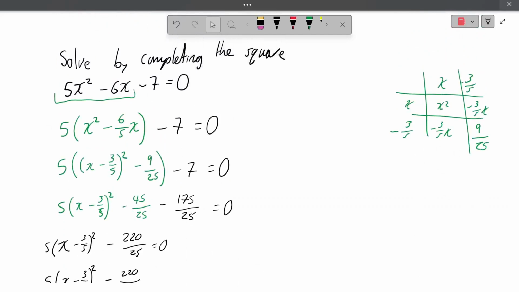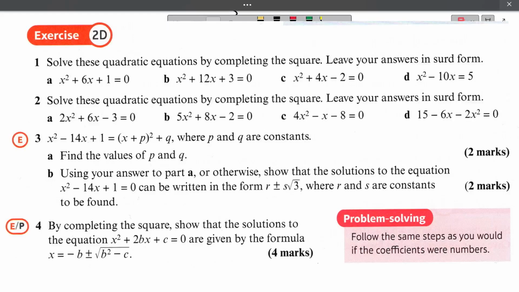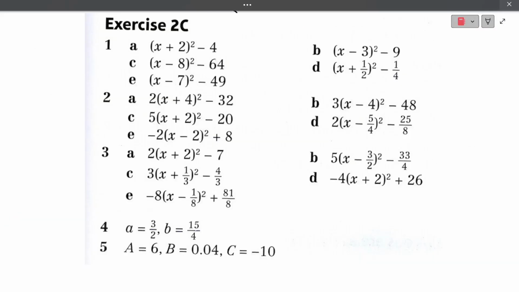So why not have a go now? There's exercise 2C and 2D. There's quite a few questions in there, so have a go. Sometimes you might end up with a negative x squared, and you just have a negative 4, for example, outside the bracket. But have a go with exercise 2C and 2D, and hopefully you paused it, and you've now got the answers coming on the screen, and hopefully it's a bit more useful.